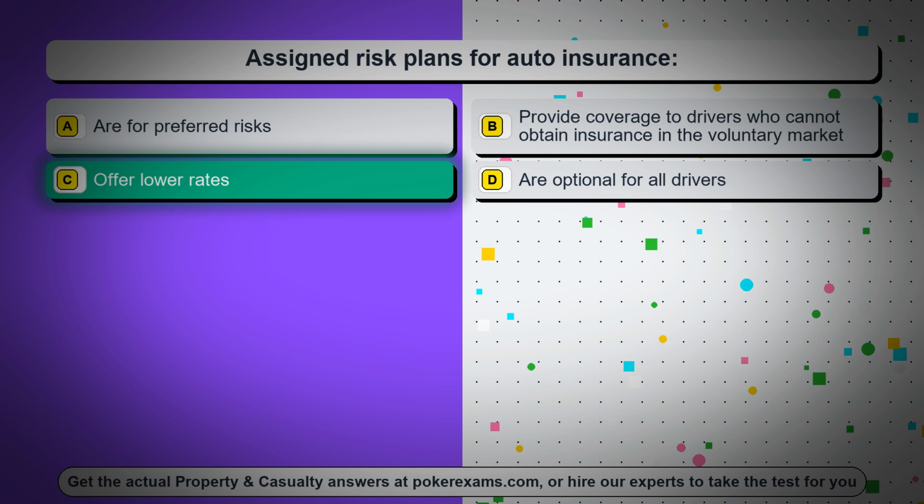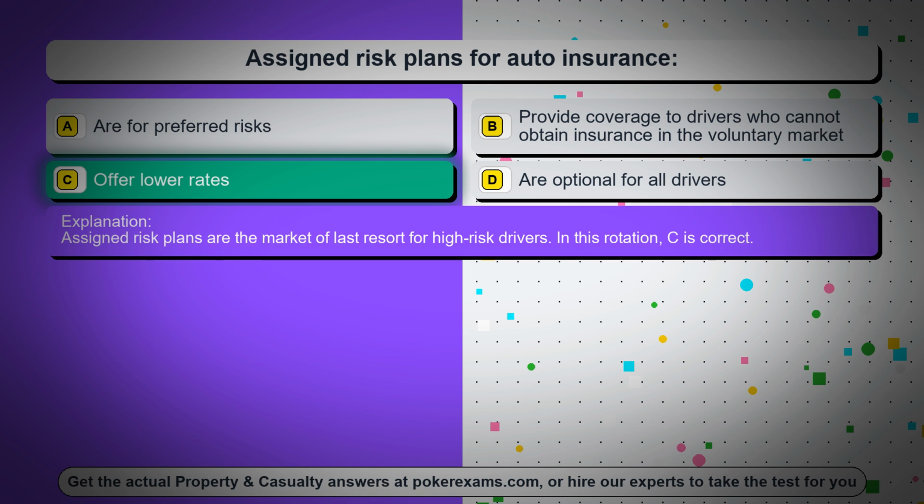The correct answer is option C. Offer lower rates. Assigned risk plans are the market of last resort for high-risk drivers. In this rotation, C is correct.